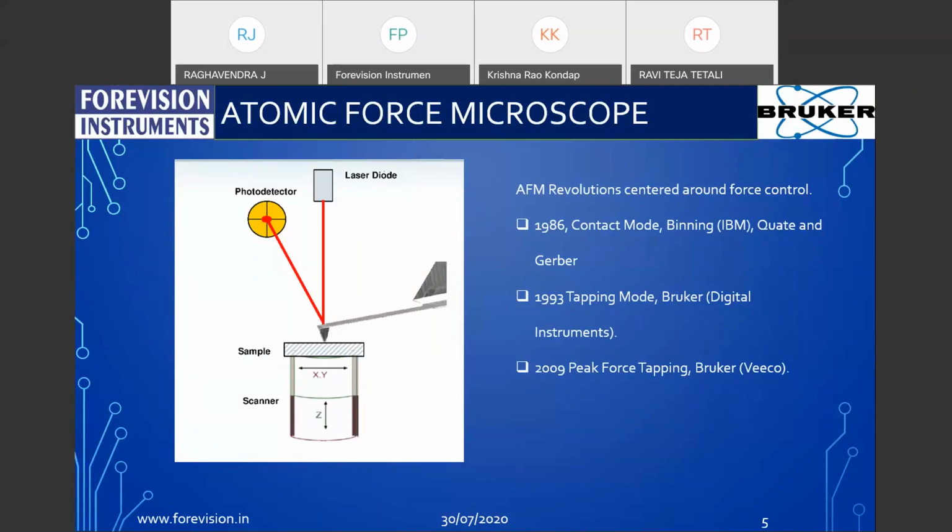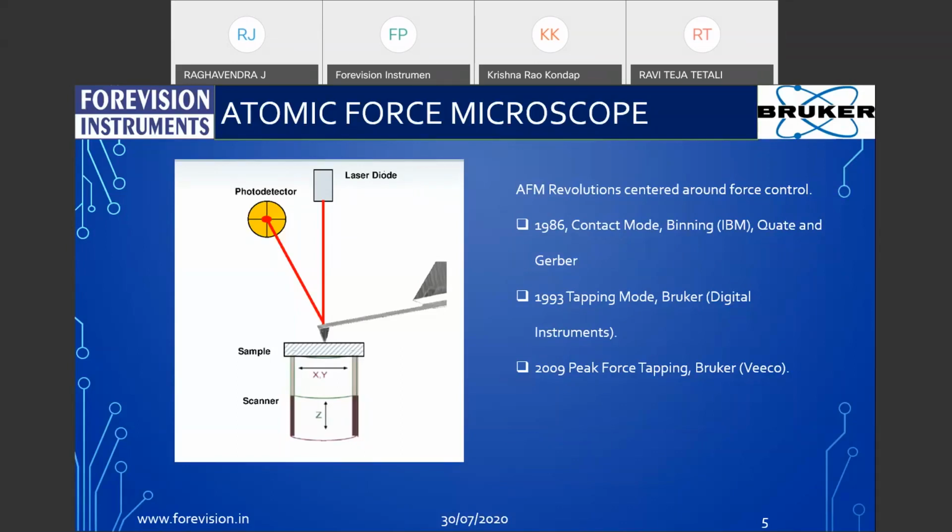scanning the sample. And the cantilever is made of different materials with different force constants and quality factors for suitable applications. We have to choose the appropriate probe to perform a particular mode or application. And the detection system consists of a laser and a position sensitive photodetector to observe the deflections that happen in the cantilever.